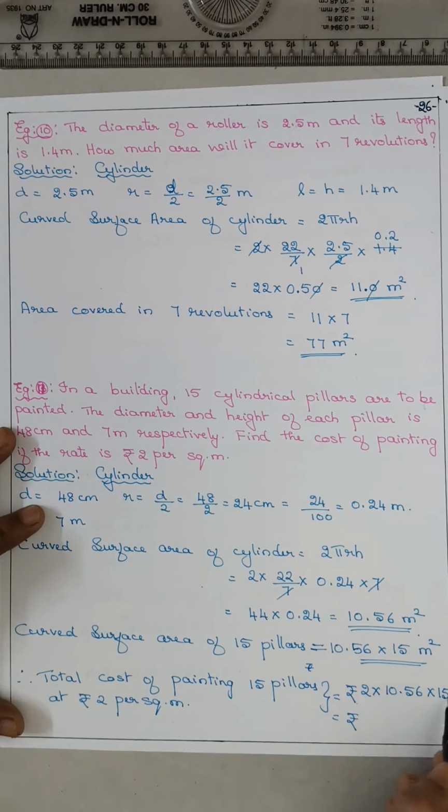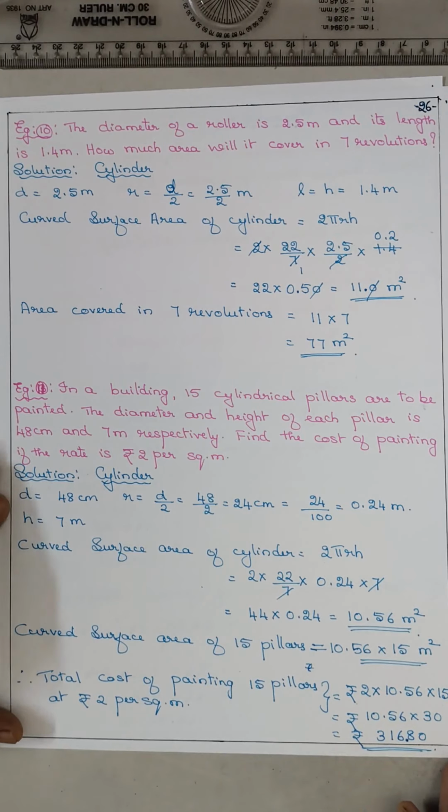How? 2 15s are 30. Now put 1 zero. 3 6s are 18. 3 5s are 15, plus 1 is 16. 3 zeros are 0. So 1. 3 1s are 3. Now it is 2 decimals. Therefore, rupees 316.80.